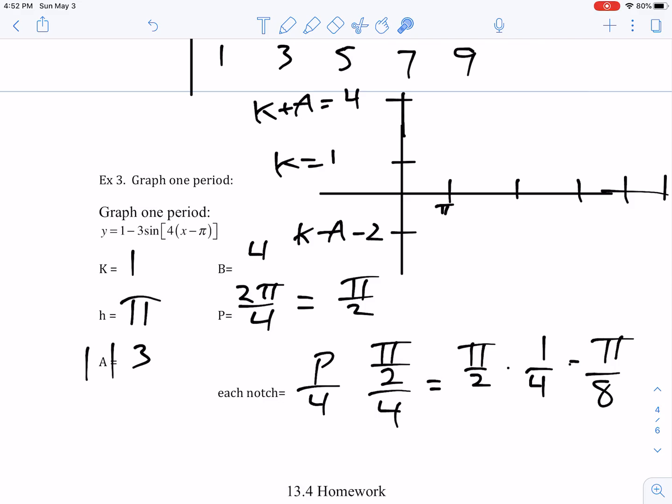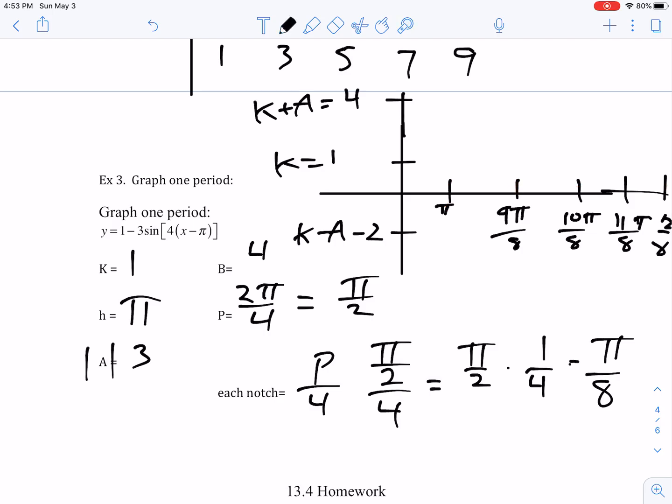9 pi over 8. Oop, I gotta write this. 9 pi over 8. And I remember having to do this one as an example because it was a tough one because it's weird. 10 pi over 8. 11 pi over 8. And 12 pi over 8. Okay, so those are my notches. The scale is shown to me this way, okay? Always go H, and then 1, 2, 3, 4 notches.